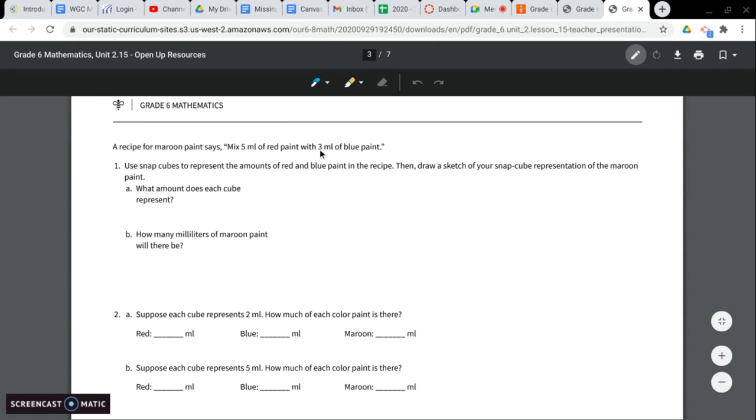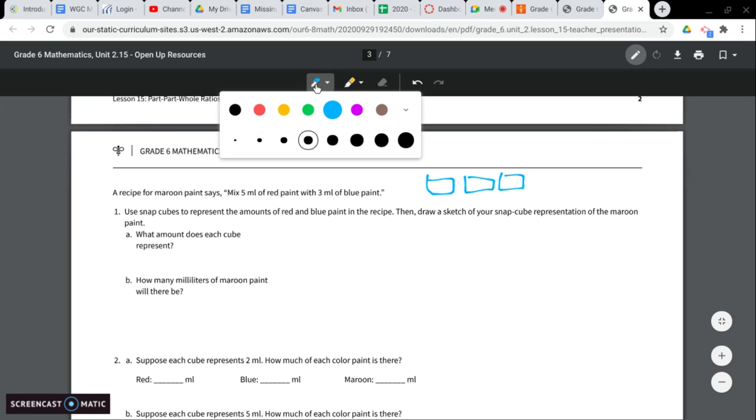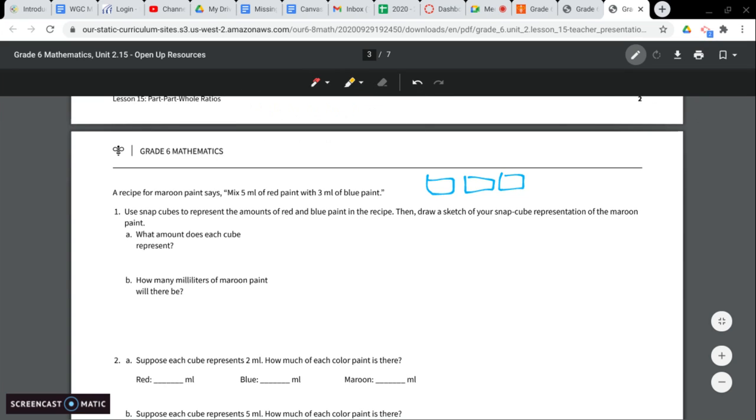So it tells us 3 milliliters of blue paint. So we're going to have 1, 2, 3 milliliters of blue paint. And then it's mixed with 5 milliliters of red paint. So 1, 2, 3, 4, 5. So there would be our representation. We'd have 5 red cubes and 3 blue cubes.